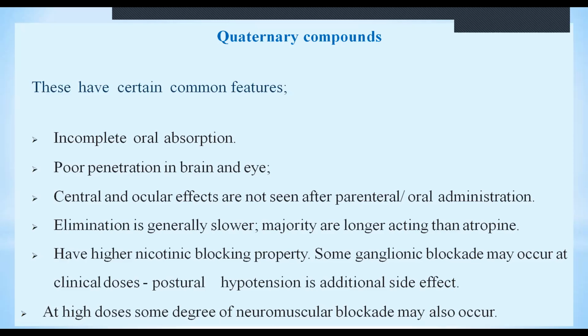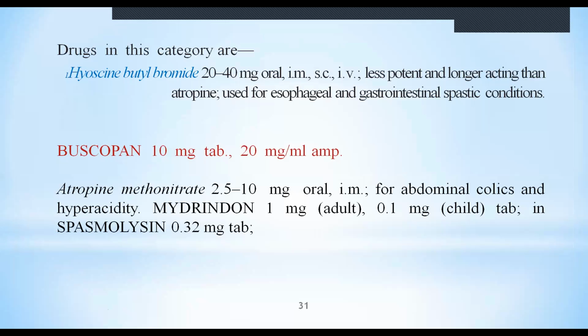At very high doses, some degree of neuromuscular blockade may also occur. The drugs in this category are hyoscine butyl bromide, 20 to 40 milligram oral, IM, subcutaneous, IV, and this is less potent and longer acting than atropine. This is used for esophageal and gastrointestinal spastic conditions. It is available under the very popular trade name Buscopan, 10 milligram tablets. A 20 milligram per ml ampule is available, and you can adjust the dose, like 20 to 40 milligram total dose orally.